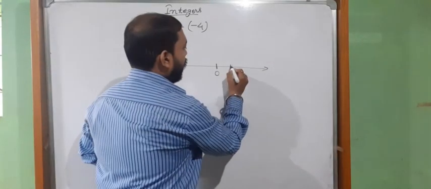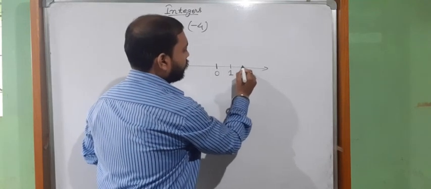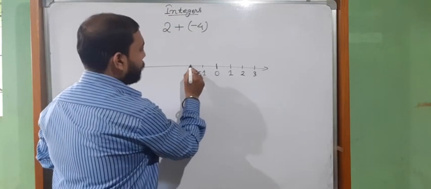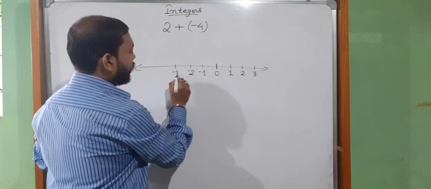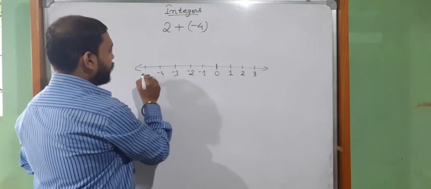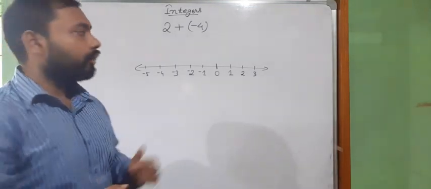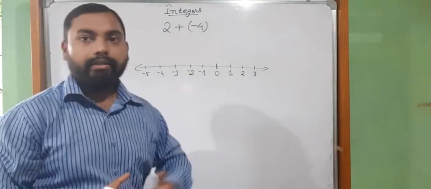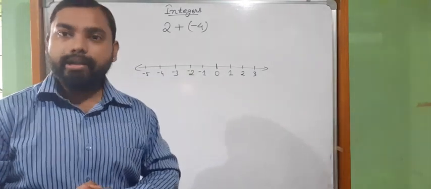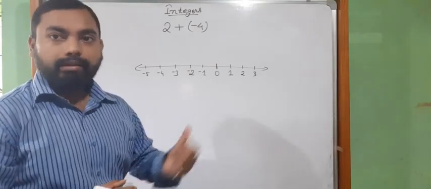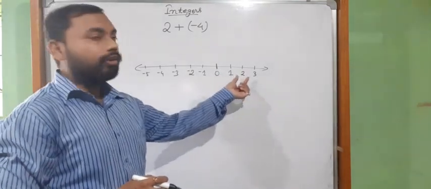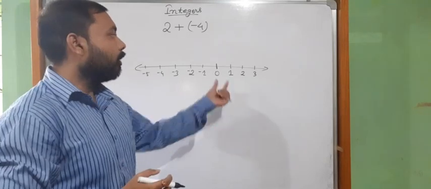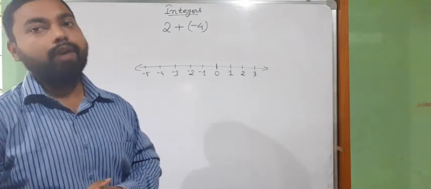So now let me draw. These are positive integers 1, 2, 3, and here it is minus 1, minus 2, minus 3, minus 4, minus 5. I have drawn up to this, you can draw more, no problem. One more thing I would like to suggest: I'm using my free hand to draw this line. You should use your measurement scale and have proper measurement, meaning from 0 to 1, 1 to 2, all should have equal distance. You can take 1 centimeter as 1 unit, or 2 centimeters as 1 unit.